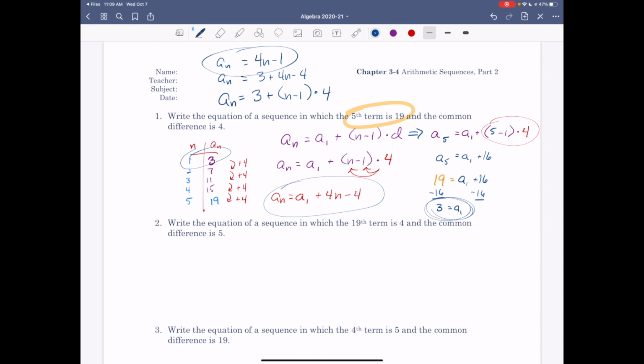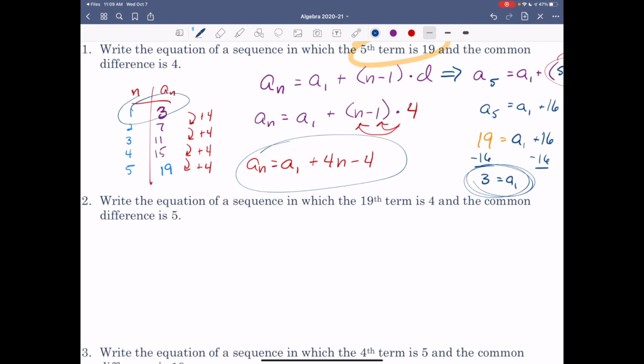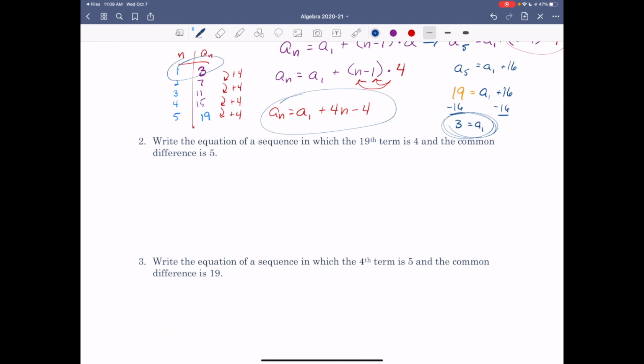So talk us through number 2, Gray. What would you do on number 2? I do 5 times 19, which would give you something like 95. So we know the 19th term is 4, and Gray is saying, okay, let's just go ahead and do 19 times 5, which is 95. And I did 95 minus 86 as the first. I don't really know what I got, but I got 5n minus 91.